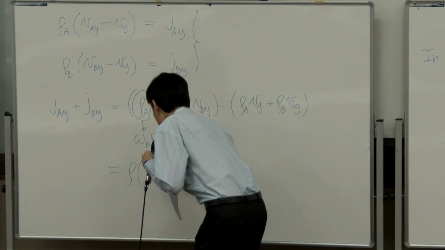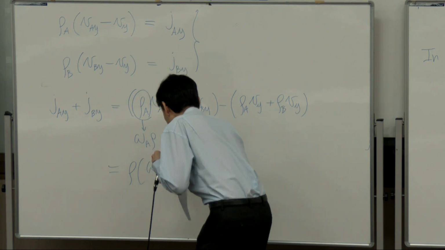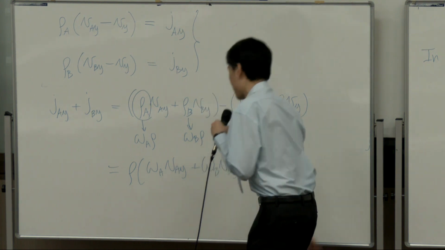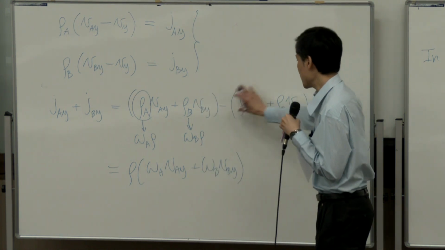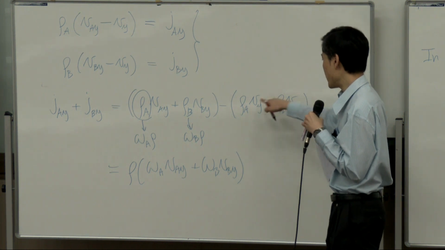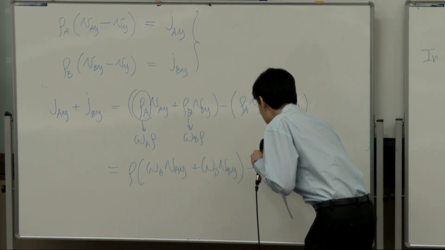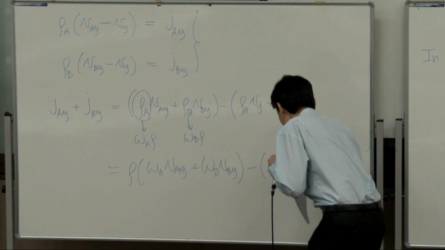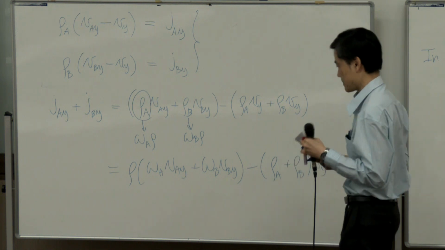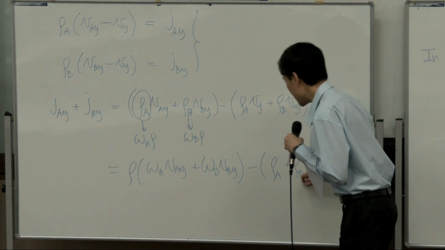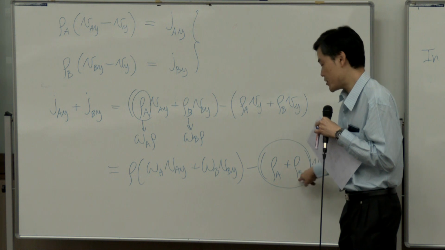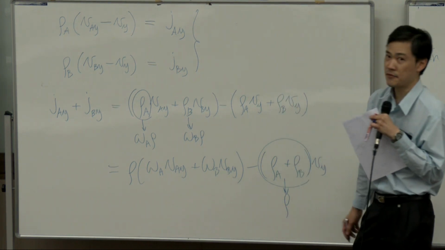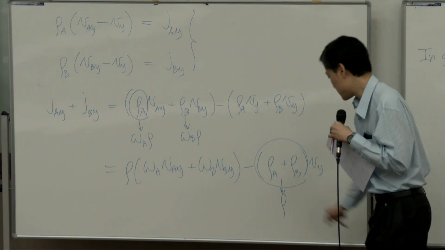Inside I get omega A VAY plus omega B VBY. That's the first term. For the second term, I have Vy here and Vy over there. I'm going to take it out. So I get rho A plus rho B times Vy. All right? This part is the summation of mass concentration, that is total mass concentration, rho.